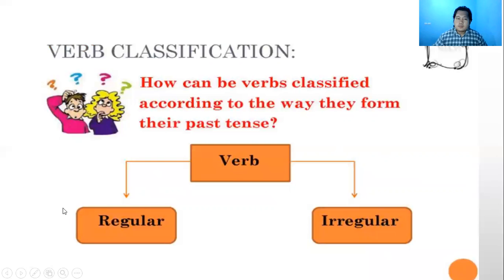Okay? Now, there are classifications of past tense. We have the regular past tense or regular verb, and we have the irregular past tense or irregular verb. Now, what is the difference between regular and irregular past tense, or regular and irregular verb? Let's see what is the difference between regular and irregular verb.